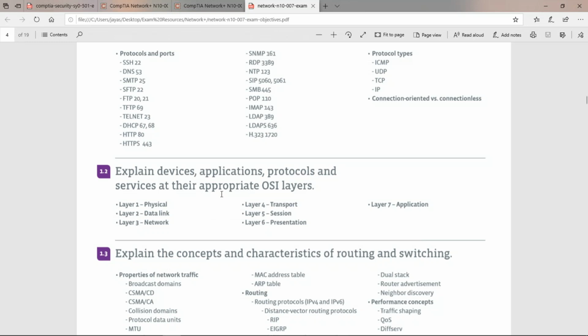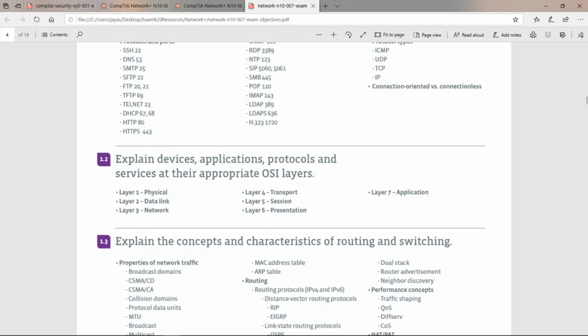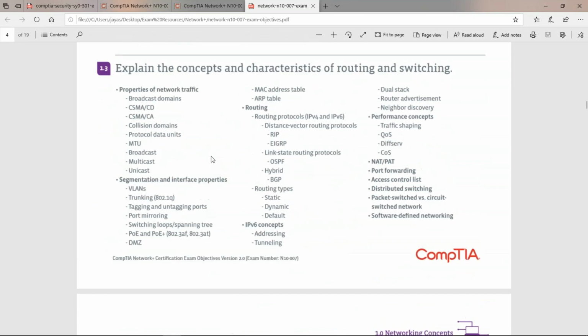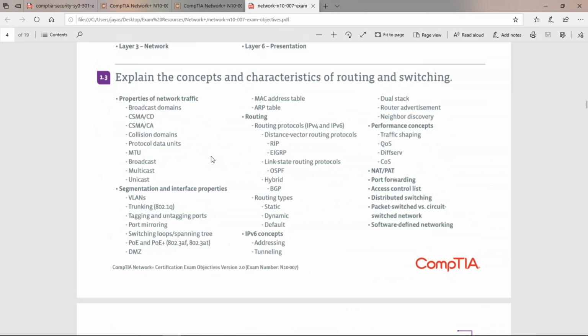Any questions about the OSI model? Clinton says, damn, did I age myself? Do you remember that or what? Okay.